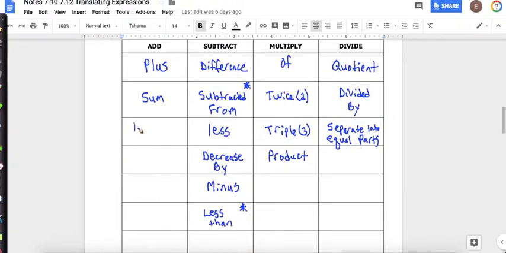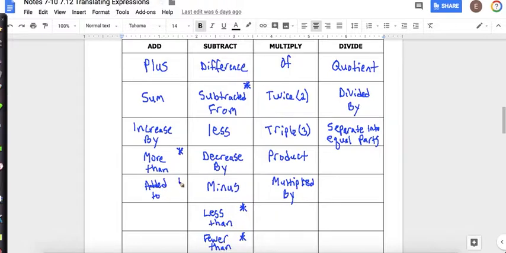Increase by, addition. Multiplied by, multiplication. And that's an I right there. More than is addition. And it's also going to be one of those special cases. So notice special cases have than and from in it. Fewer than is going to be subtraction. And there's another than word, so put a star. It's going to be a special case. And then the last one is added to. And put a star there. That's going to be another special case. So we'll come back to those when we're doing the examples.